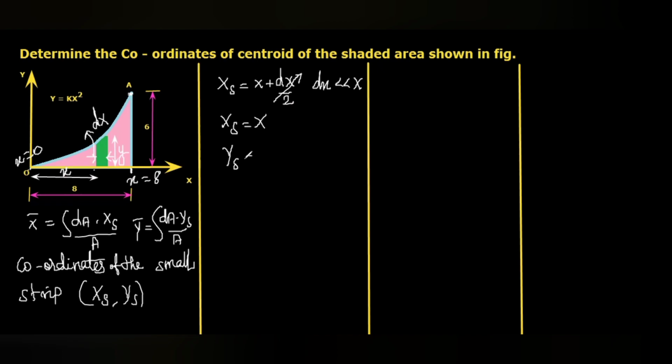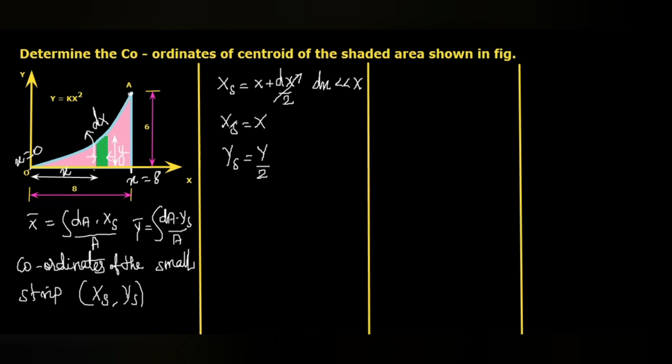And ys, the vertical condition from the reference line. Here the reference will be the bottommost line. If the vertical dimension is y, then for a rectangle, it will be y by 2 as per the center of gravity case. Do you understand?